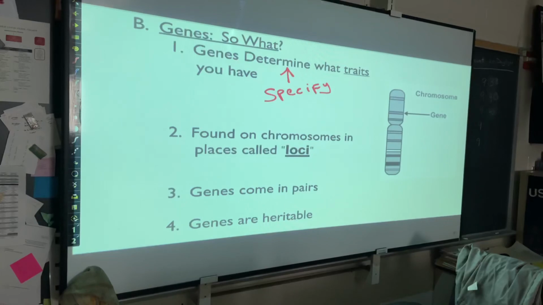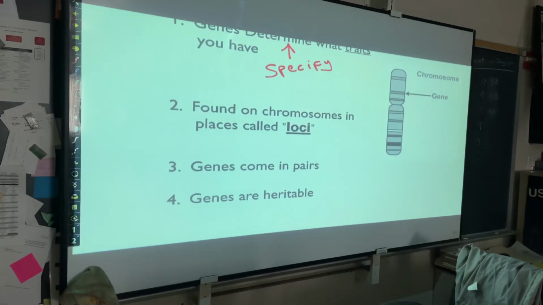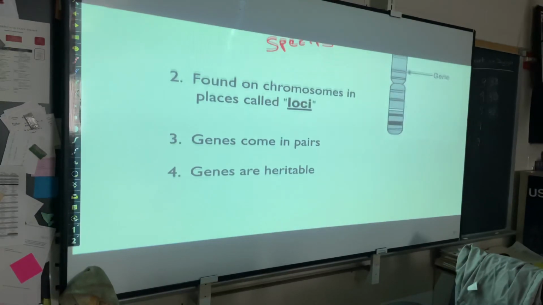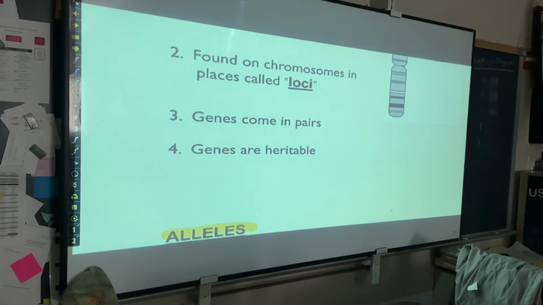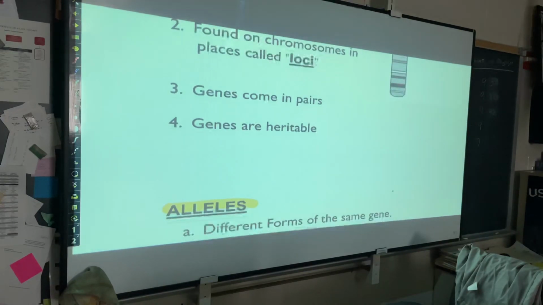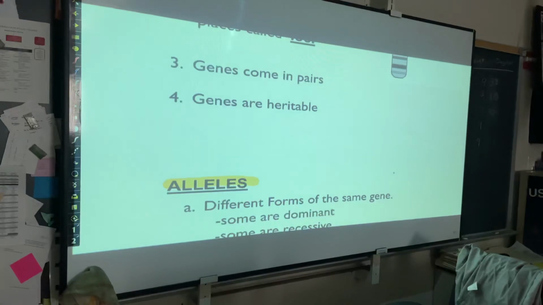All right? And then genes are heritable. Not irritable, heritable. What's that mean, you think? Help me out. Hereditary. Yeah, you can get them. They're given. You can inherit them. Just like when you have kids, you're going to give your physical traits. And remember, it's not always just a physical trait. It could be a behavioral trait. Things of that nature.